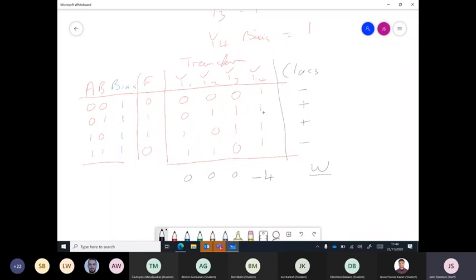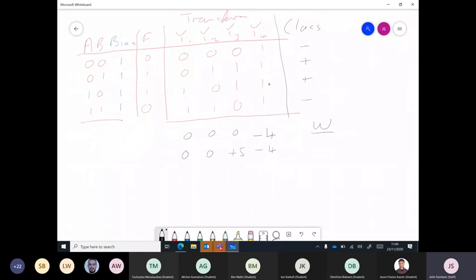Let's now go down to the second pattern. This has got to give a positive response. I'm going to get a negative response from Y4 times W4, -4. This has got to be positive. Let's make W3 plus 5. So we've got plus 5 minus 4, which is plus 1, positive.